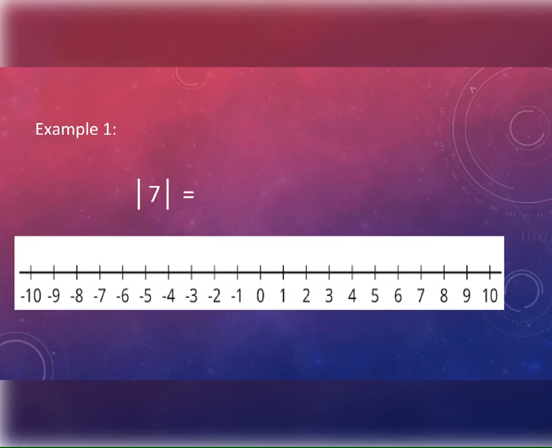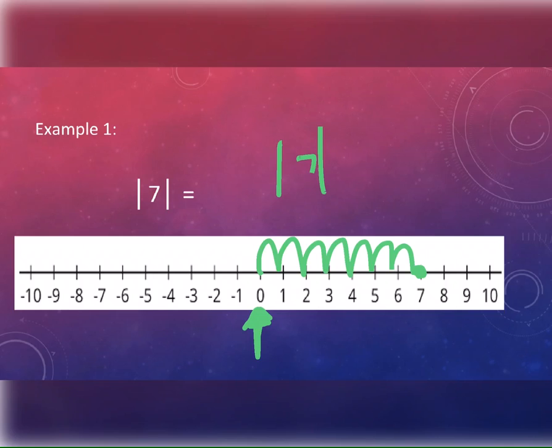All right, so in this example, they want us to figure out how many places away 7 is from the origin. So what is the absolute value of 7? 1, 2, 3, 4, 5, 6, 7. So the absolute value of 7 is 7.